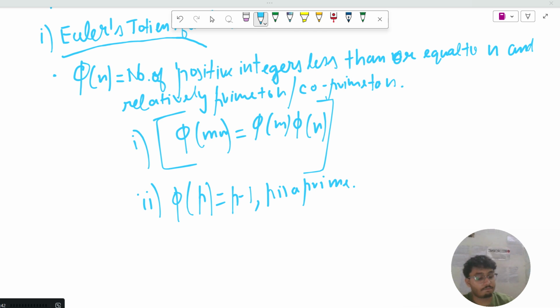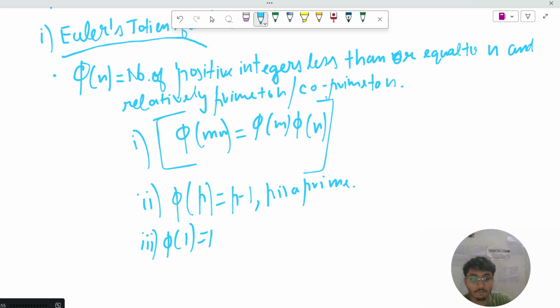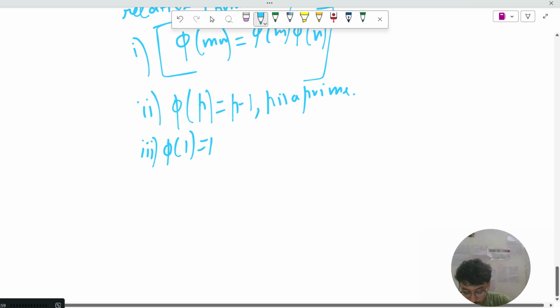Now my phi of p is p minus 1. Next one is a simple one. My phi of 1 has to be 1. This is very easy.